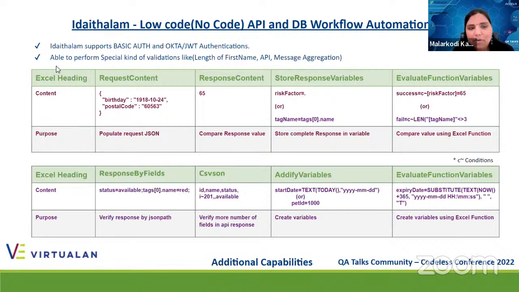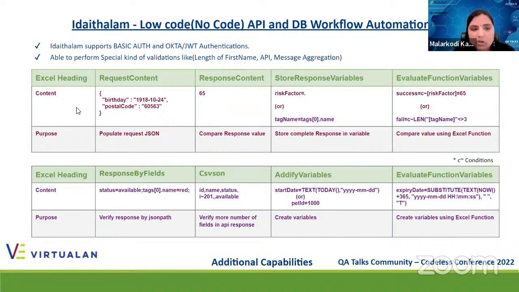Next is being able to perform special kinds of validation, like length of first name, API message aggregation. Sometimes you want to compare some JSON path values, and you have a specific scenario. I want to take the length of that value and compare it. I want to check whether the value is minimum or maximum. If you want to use some aggregate function, that is also possible with this framework.